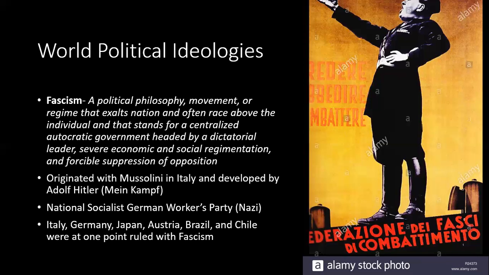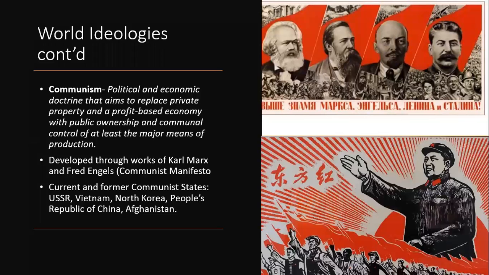So with fascism, we're talking about extremely authoritative government, but we still have a class system with the economy, so there's still inequality. There's wealthy people, there's poor people, and there's a lot more emphasis on creating a pure race in fascism. Then we get to the opposite end of the spectrum. We still have an authoritative system, but we're now on the left side of the economy, and that comes to communism. So, communism is a political and economic doctrine that aims to replace private property and a profit based economy with public ownership and communal control of at least the major means of production.